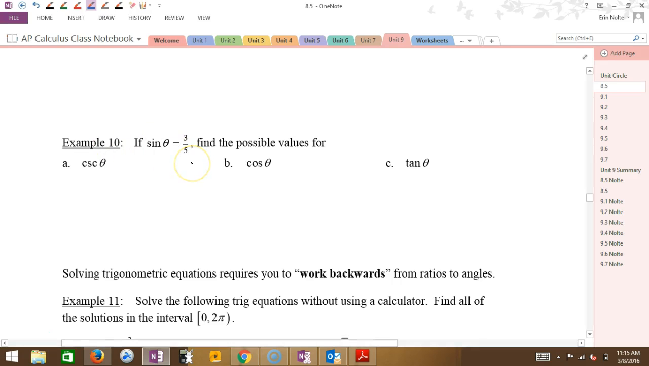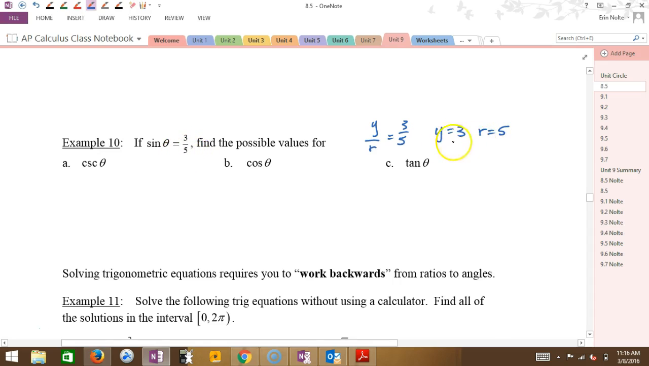Alright, so how do I do this one if I'm given a ratio of 3/5? It says find possible values. So I know for a fact that sine is y over r. That's equal to 3/5, so we know that the y value is 3 and the r value is 5. So we're going back to x's, y's, and r's because you can see the r is not 1 any longer, so we're not using the unit circle.